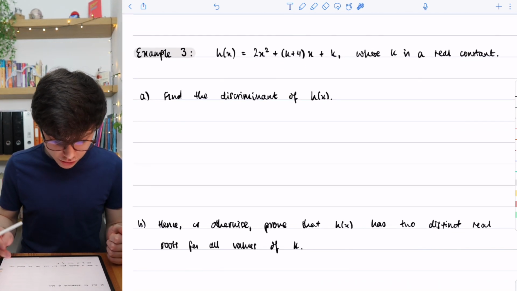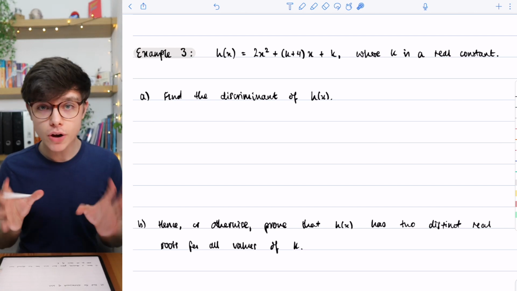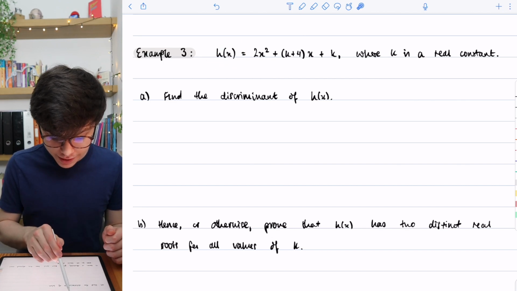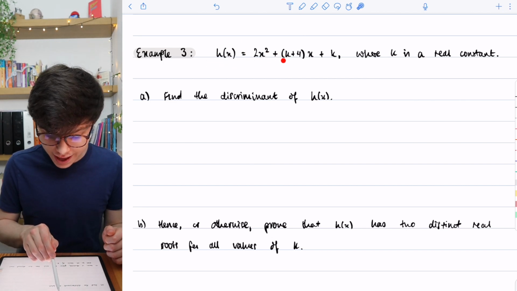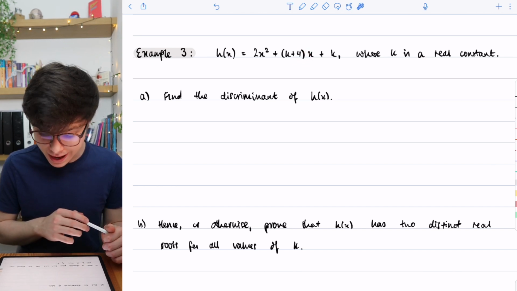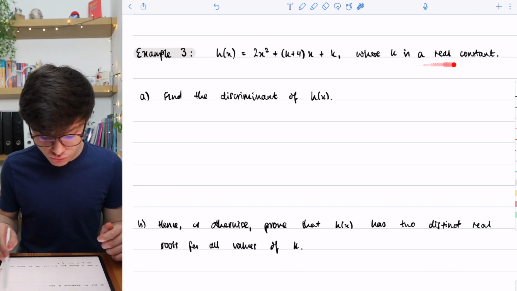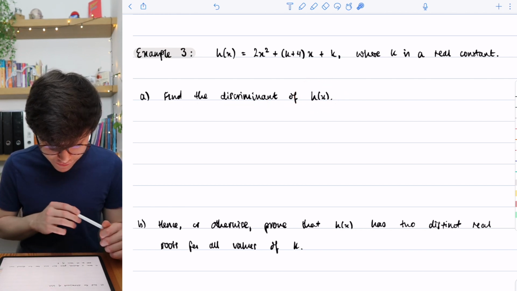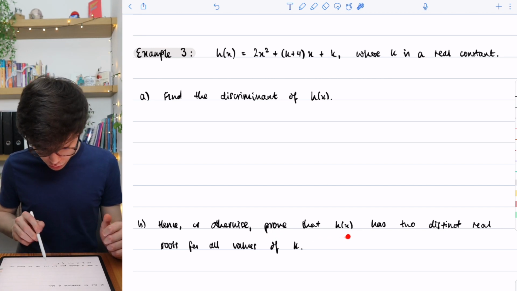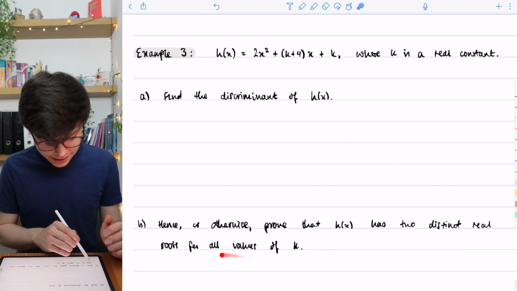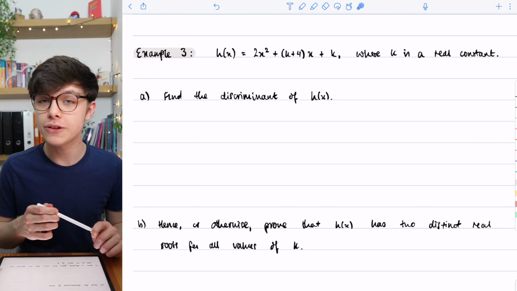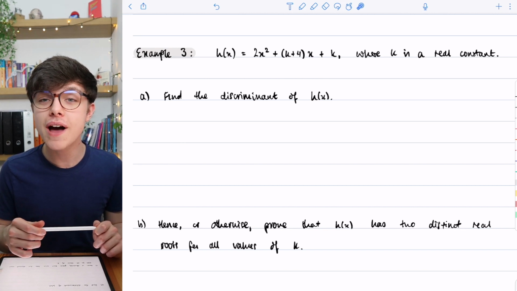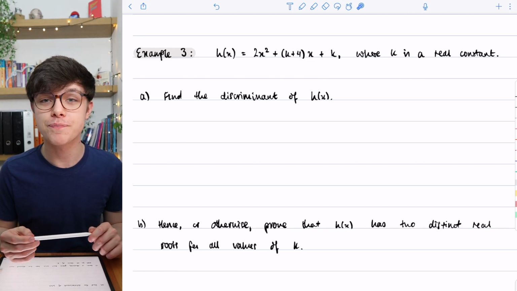All right, final example for this video. Pause and have a go at this one. We've got a function h of x equal to 2x squared plus k plus 4, all multiplied by x plus k, where k is a real constant. What we need to do is find the discriminant of h of x, and then prove that h of x has two distinct real roots for all values of k. So pause and have a go at that if you want to, and then we will work through the answer.